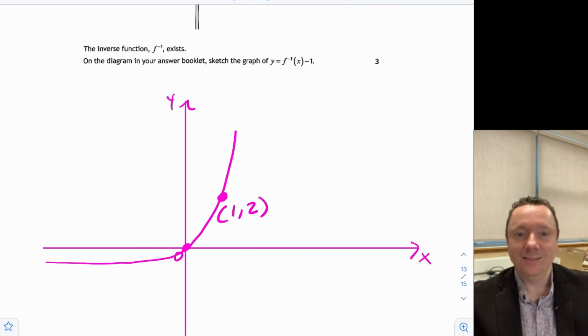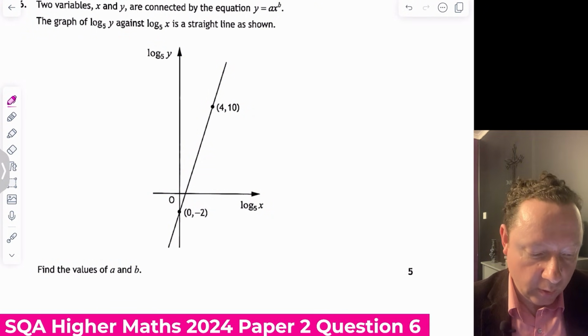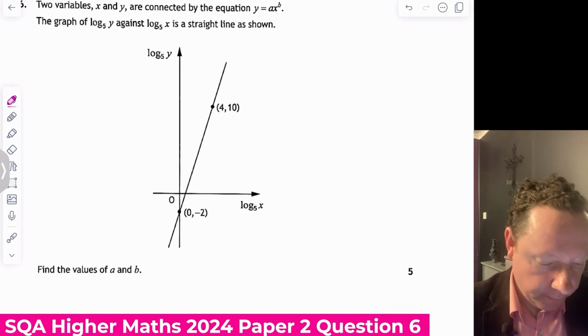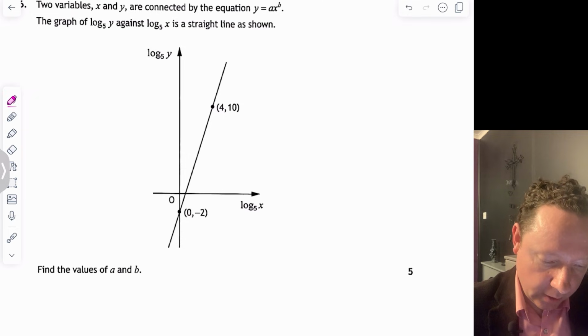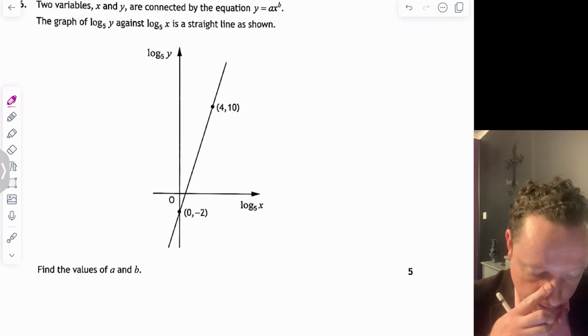And we're done there. SQA Higher Maths 2024, Paper 2, Question 6. Two variables x and y are connected by the equation y equals ax^b. The graph of log base 5 y against log base 5 x is shown, and it's a straight line. So we've got log 5 y by log 5 x, and find a and b.